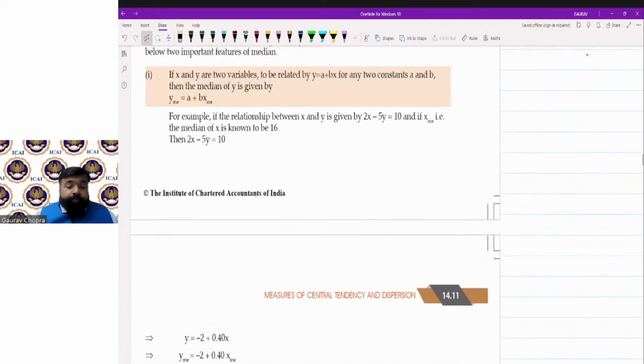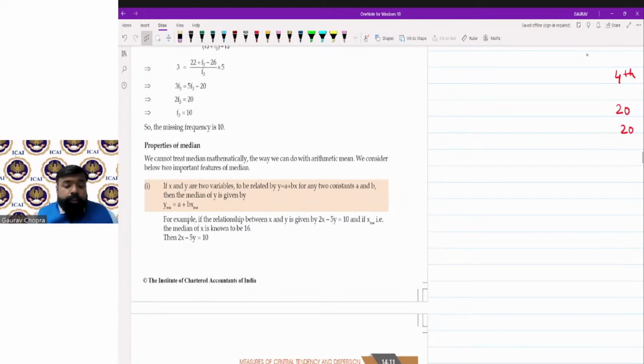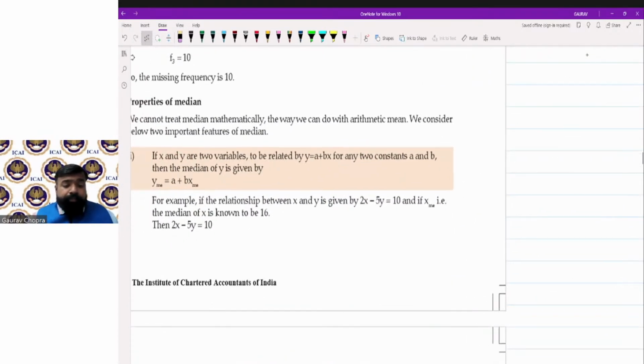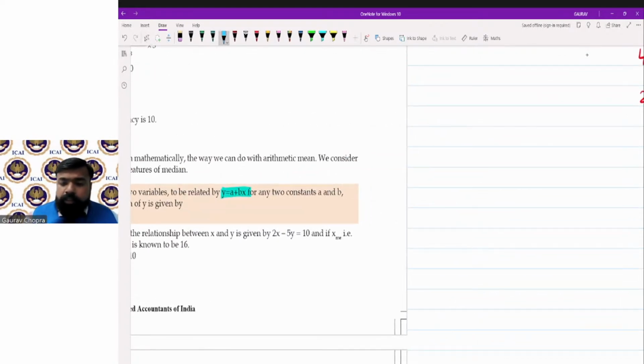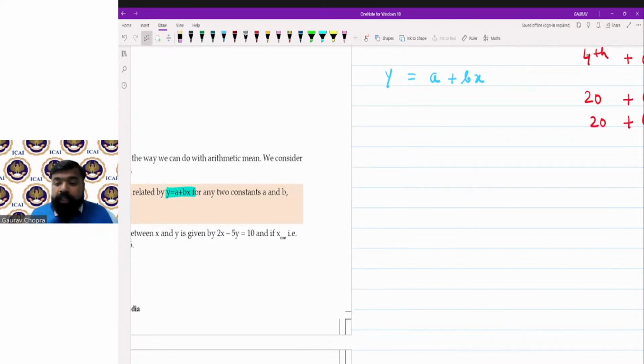Properties of median. The first property says that if x and y are two variables related by the equation y equal to a plus bx, then we can find the median using this equation. If the median of x is given, we can find out the median of y.